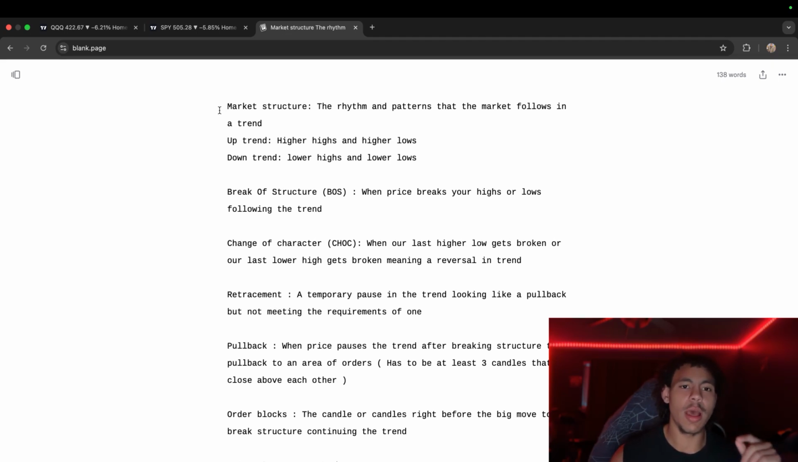Okay, so I'm going to go through each of these different terms, and I'm going to give you an example through a drawing, and then an example through the live market. We know the market structure is the rhythm and patterns that the market follows in a certain trend. In an uptrend, the rhythm and pattern is higher highs and higher lows, and the rhythm and pattern in a downtrend is lower highs and lower lows.